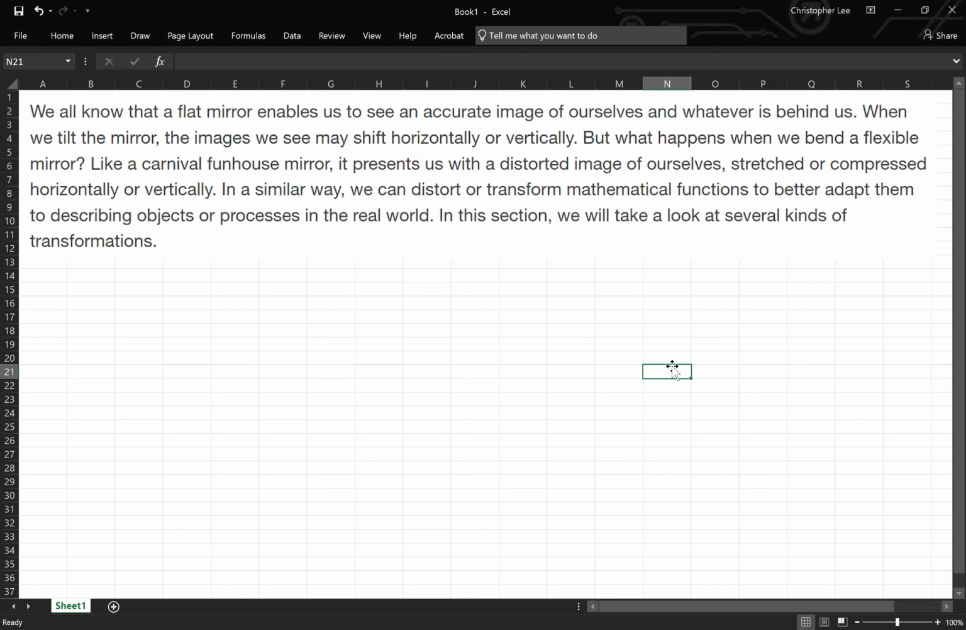All right, so we all know that a flat mirror enables us to see an accurate image of ourselves and whatever is behind us, right? Good.